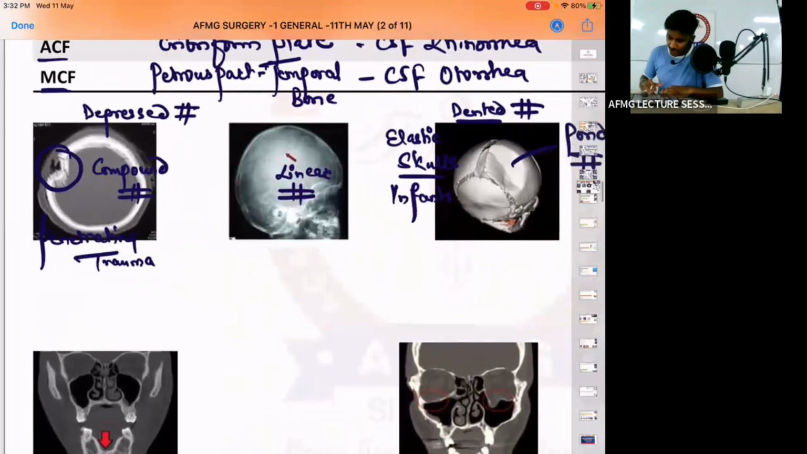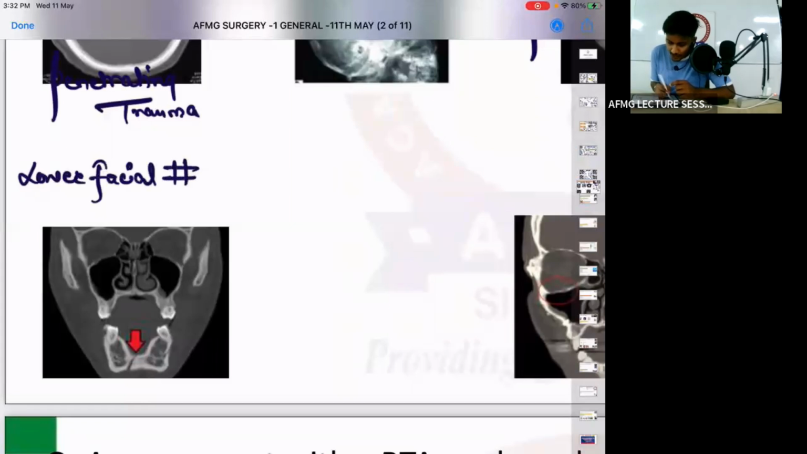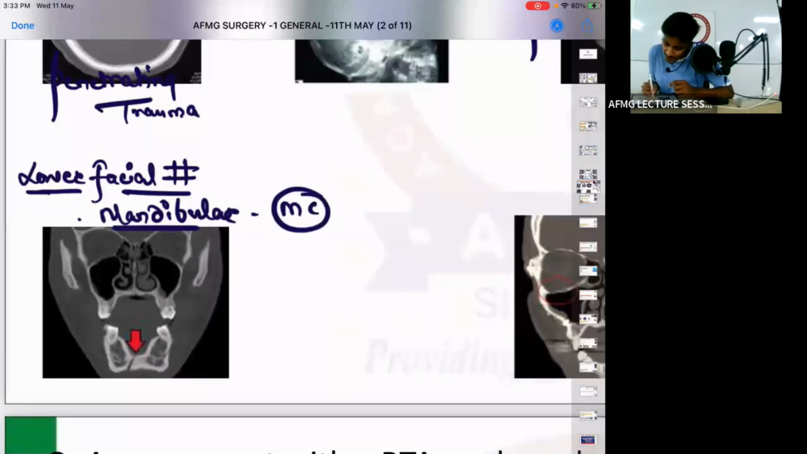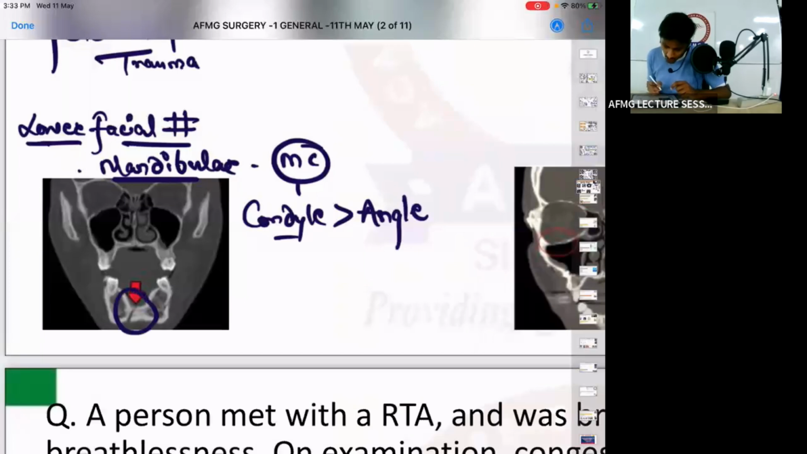Then if I talk about lower facial fractures, guys, lower facial fractures are what? Mandibular fractures. And which is the most common site for mandibular fracture? The most common site for mandibular fracture is the condyle followed by the angle of mandible. ठीक है?